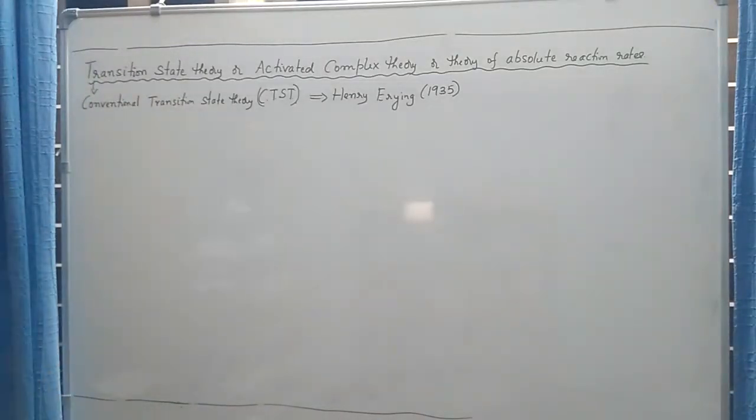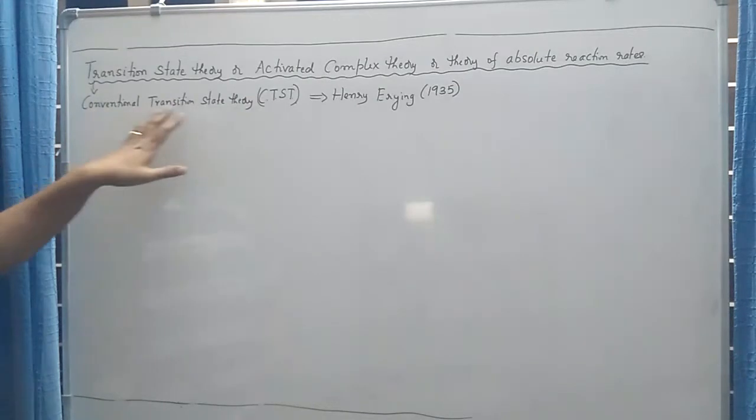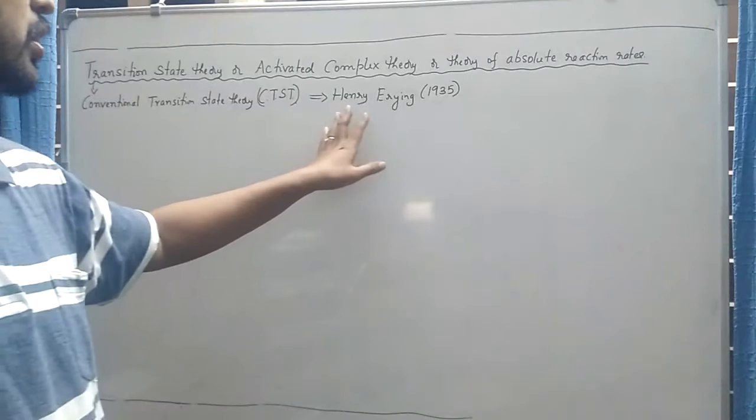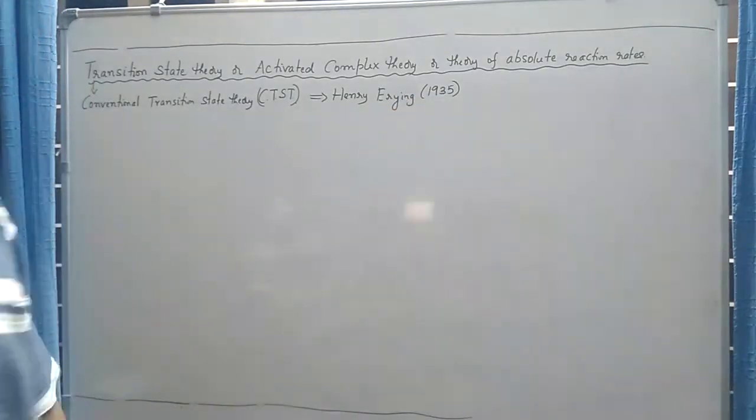Today we will discuss one more theory related to chemical kinetics, which is called transition state theory. This theory is called by different names. It is called transition state theory, also activated complex theory or theory of absolute reaction rates. It is also called conventional transition state theory. This theory was proposed earlier by Henry Eyring in 1935.